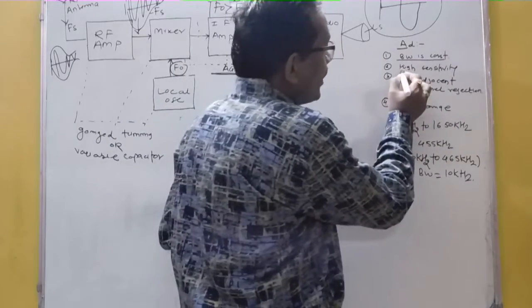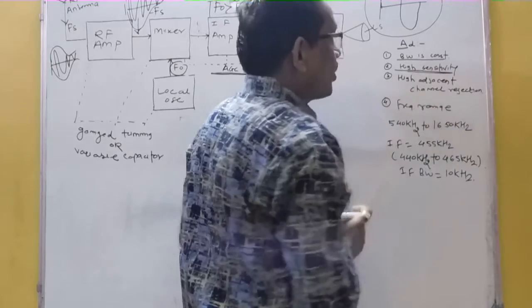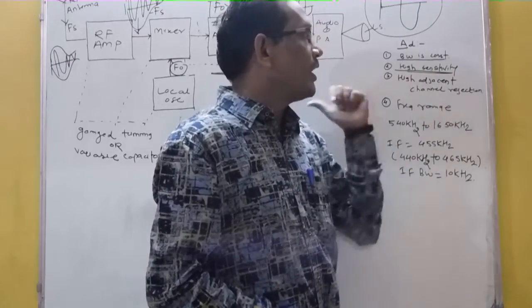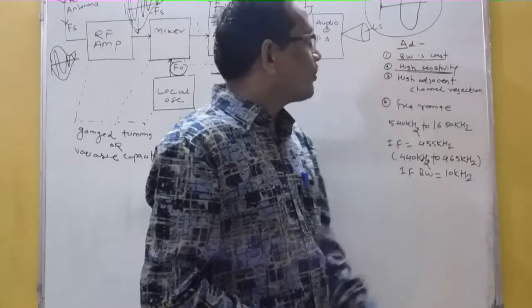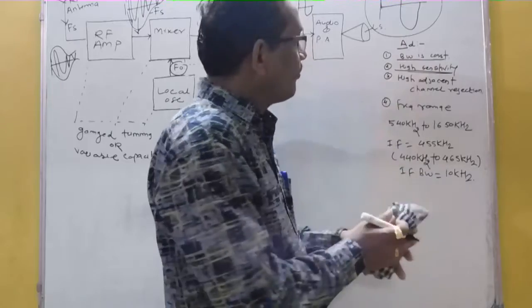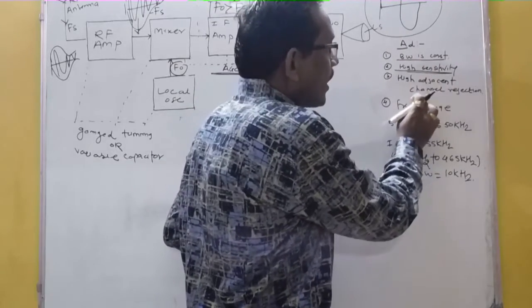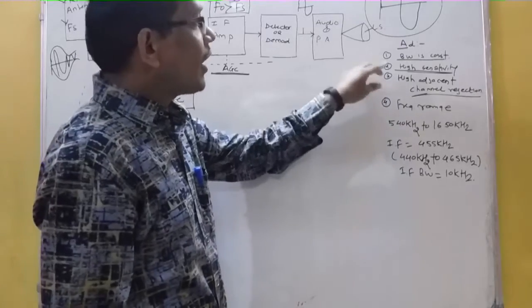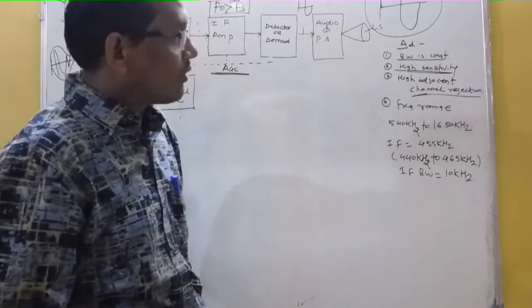Second one, very high sensitivity. I will come to that point. What exactly is the meaning of sensitivity, selectivity and fidelity? This is a major advantage of the super heterodyne receiver, very high sensitivity. Then very high adjacent channel rejection. This is another important feature or advantage of the super heterodyne receiver.